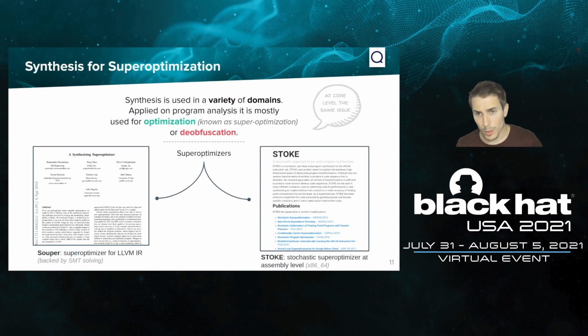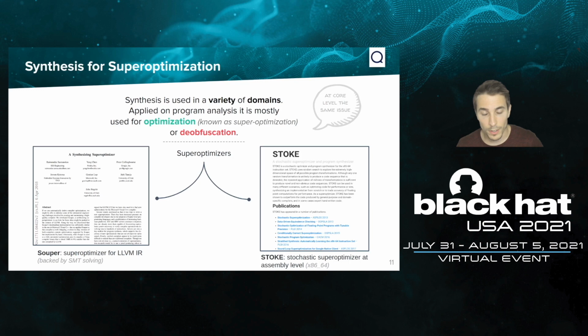So there are two main use cases for program synthesis. The first one is optimizations. And people doing optimization with synthesis usually call it superoptimization. There are two nice works for that. I recommend the Souper work made by John Regehr and some folks at Google, and also STOKE.